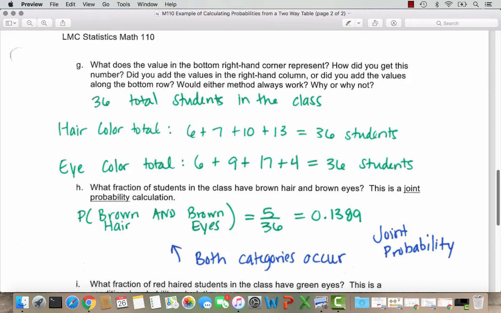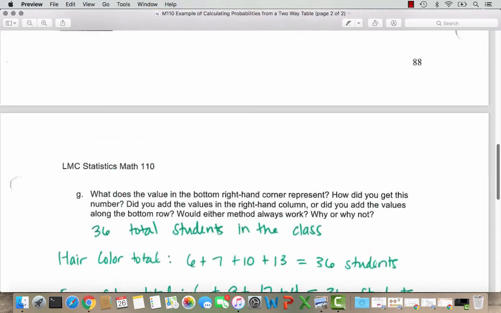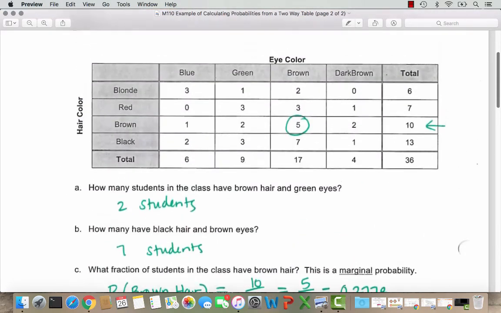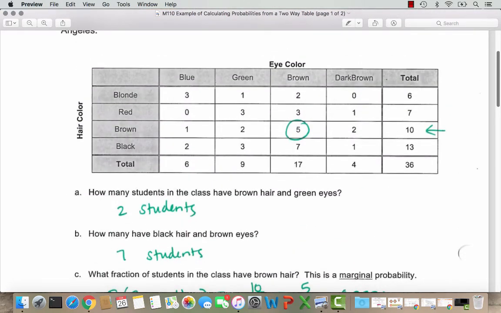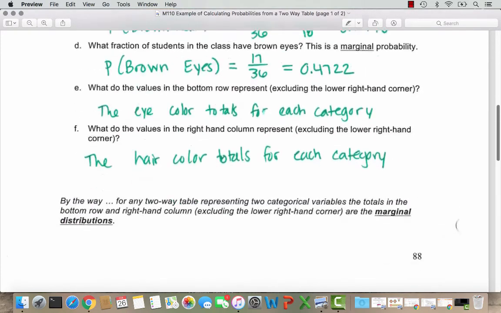Question H asks us about what fraction of students in the class have brown hair and brown eyes. So this is where in our table brown hair and brown eyes overlap. This is that 5 that I've circled here. We come to the brown hair color row and the brown eye color column and we find the overlap. So this value 5 that we're measuring in our probability comes from inside the table, and it corresponds with 2 overlapping categories. This student both has brown hair and brown eyes if they're in this count of 5 students. So we say this is a joint probability.